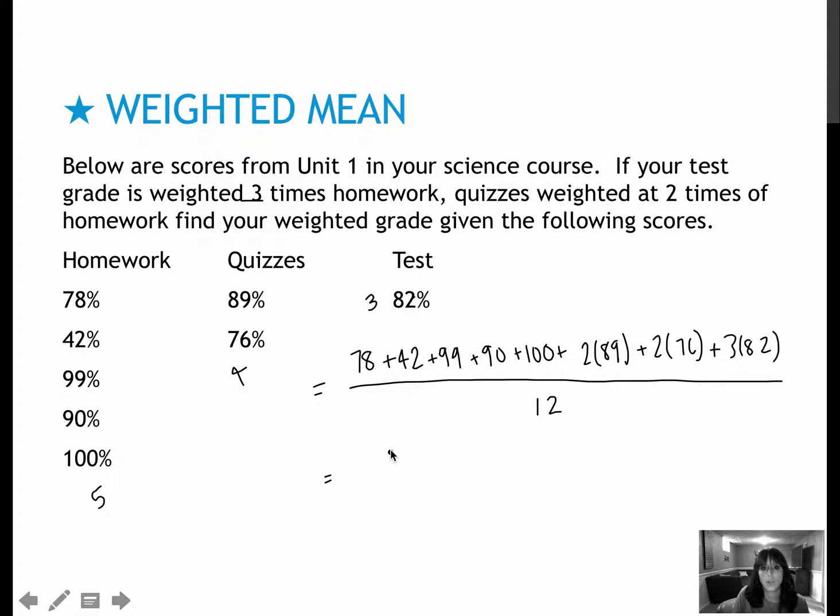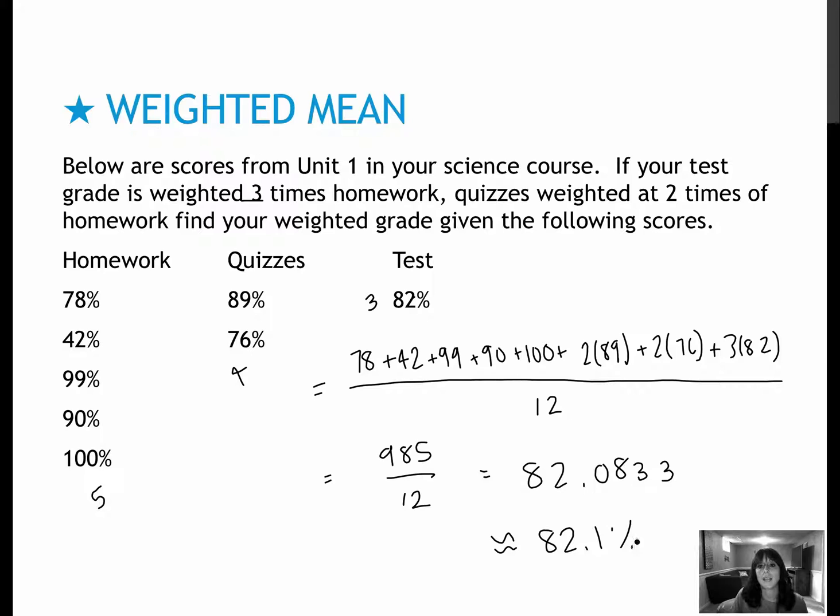The sum of all of those values is 985, and then of course I'm going to divide that by 12 to find my average in the science class. And I get 82.0833, etc. So I have about an 82.1% in science class based on these scores.